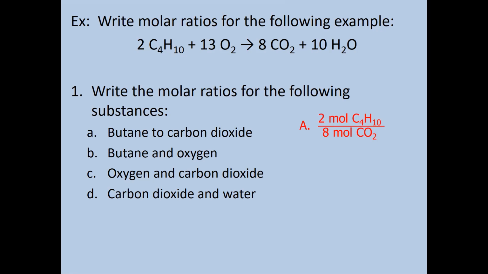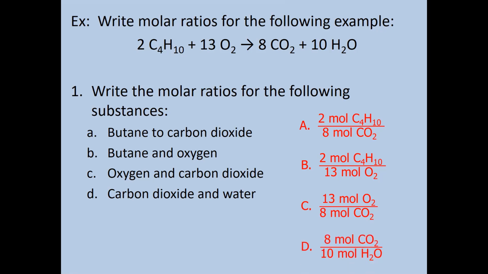If we have butane and oxygen, we would end up with those 2 moles of butane over our 13 moles of oxygen. And then oxygen to carbon dioxide, what would we end up with on the top? Yep, 13 moles of O2. What would we put on the bottom? Those 8 moles of CO2. And then the last one, letter D, carbon dioxide and water, what are we going to put up on the top? 8 moles of CO2, and then the 10 moles of water would go on the bottom.